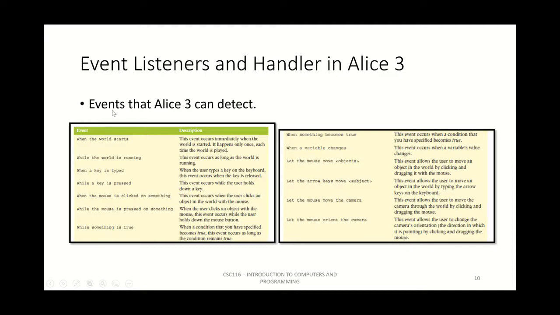Okay, we have several events that Alice 3 can detect. So this is the list of events that Alice 3 can detect. For example, when the mouse is clicked on something, that we call an event. The event occurs when the user clicks on an object in the world with the mouse. For example, we have the object ball, and then we click on the ball, so what will happen to the ball? That is the example of an event when we click the mouse.